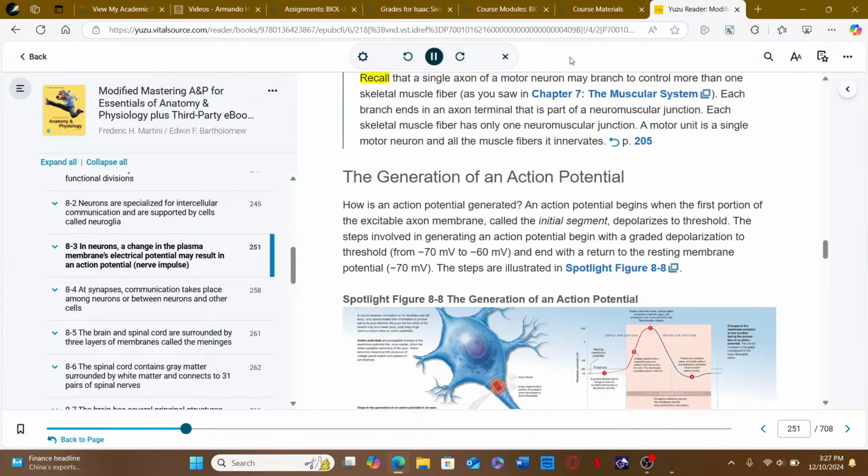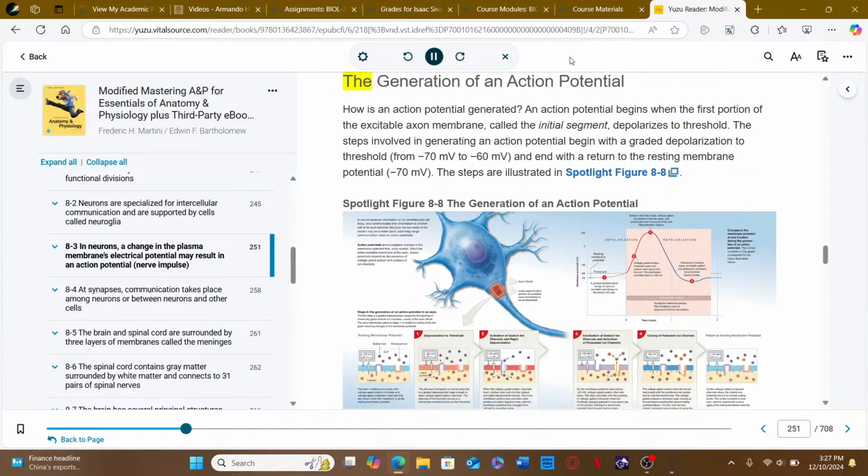Build your knowledge. Recall that a single axon of a motor neuron may branch to control more than one skeletal muscle fiber, as you saw in Chapter 7, the muscular system. Each branch ends in an axon terminal that is part of a neuromuscular junction. Each skeletal muscle fiber has only one neuromuscular junction. A motor unit is a single motor neuron and all the muscle fibers it innervates.